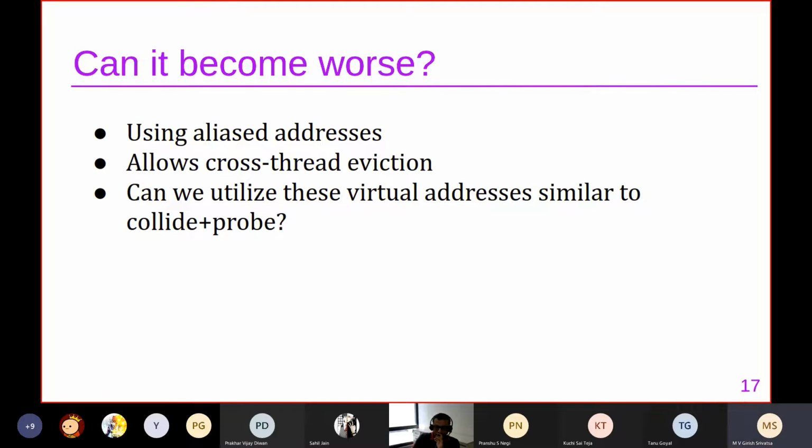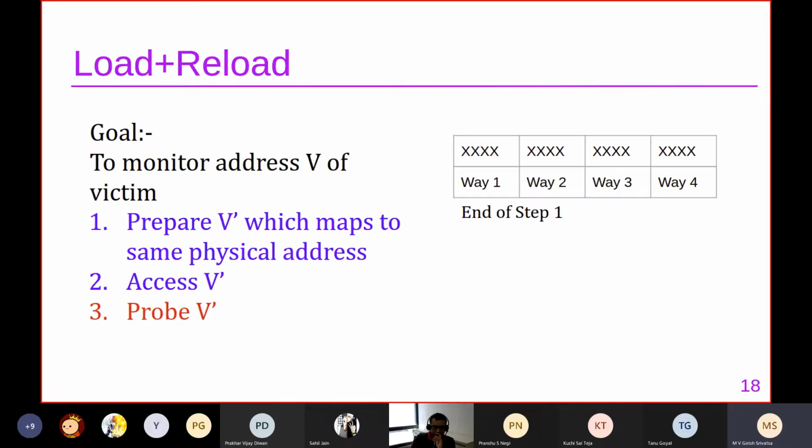We will try to remove the last requirement, sharing the same logical core. We had mentioned aliased addresses, which allow you to effectively evict the victim's address from a different thread within the same physical core. Now we merge collide plus probe with this attack. The new one is called load plus reload. Here again we try to monitor the address V of the victim. We prepare V prime, which has the same physical address, and we access it.